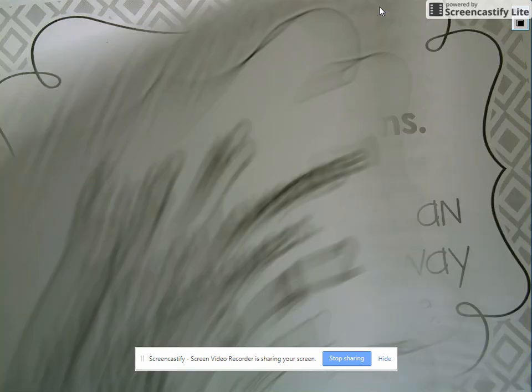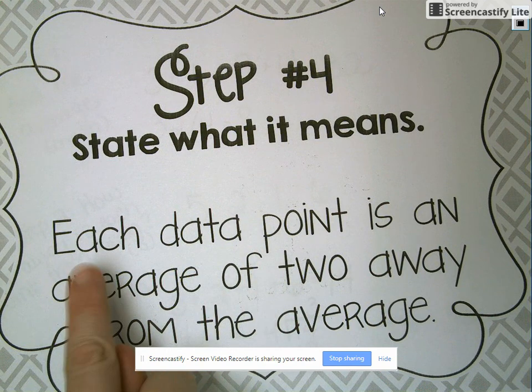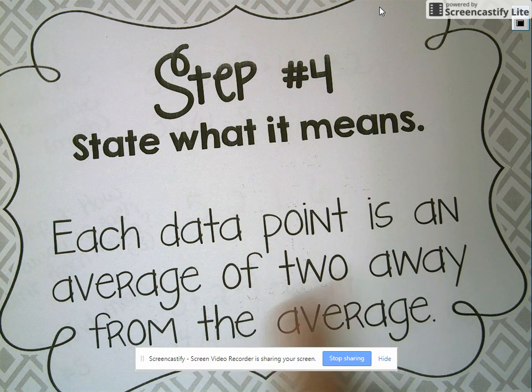Okay, step 4. And the last step is basically now just to state what it means. Each data point is an average of 2 away from the average. Okay, so we know that most of our data is very similar. Okay, go ahead and pause the video now.